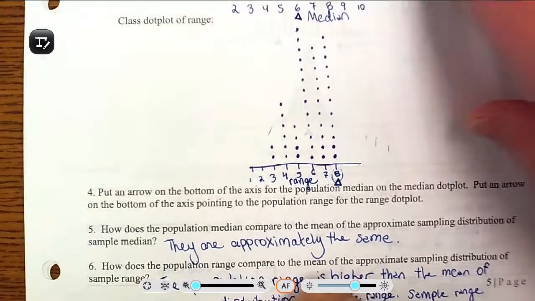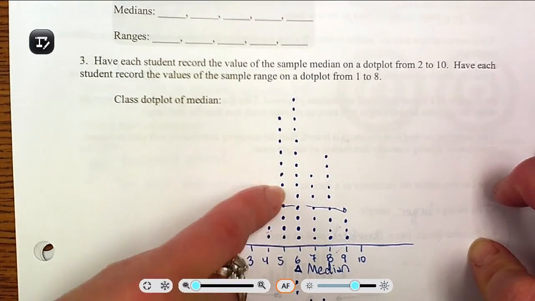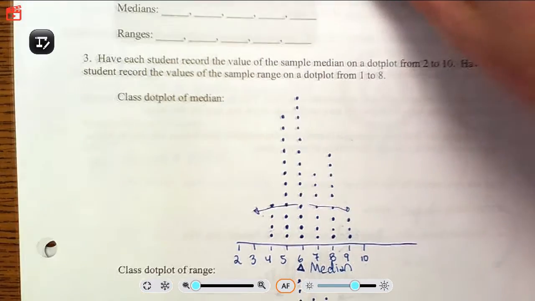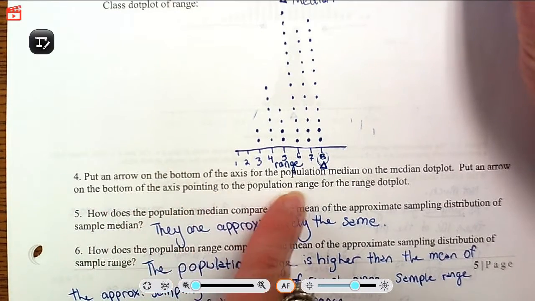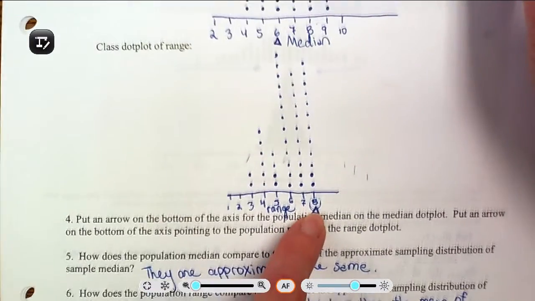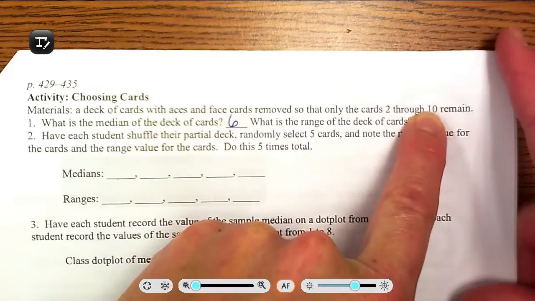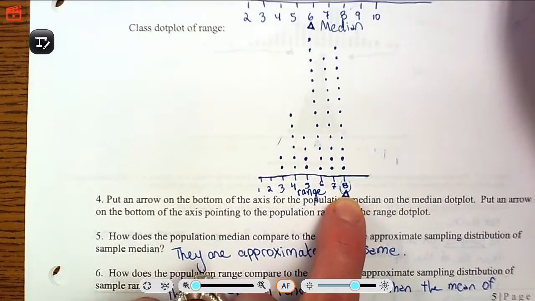Put an arrow on the bottom of the axis for the population median, 6. And it does seem somewhat centered in our very small number of samples here. And put an arrow on the bottom of the axis pointing to the population range. Here's the range though. The population range is 8 because there are cards 2 through 10, and so there's a range of 8 present. But our sample range was not very good at telling us that.